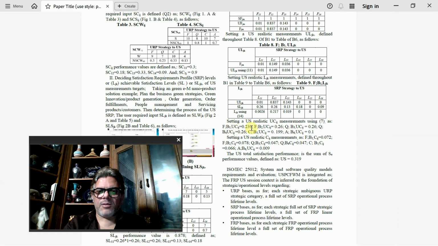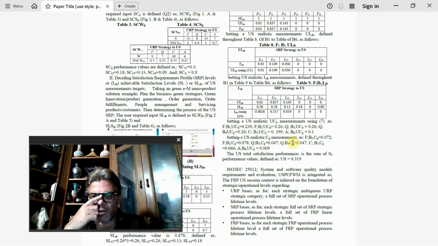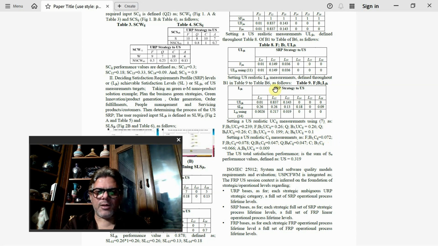Features B1, B2, B3 user categories. That's one question. 0.2. Yes. Setting user satisfaction realistic category measurements. So F1B will equal 0.7. Yeah, he's doing the levels. Okay, the same as the categories.